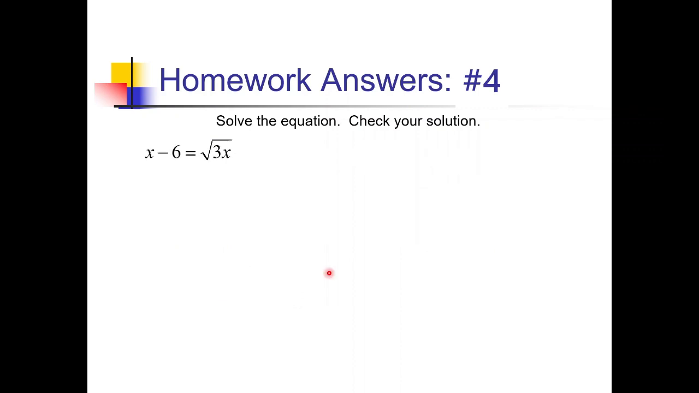For this problem, we've already got the radical expression isolated, so we can go straight to using an exponent on both sides. Since this is a square root, we're going to square both sides.